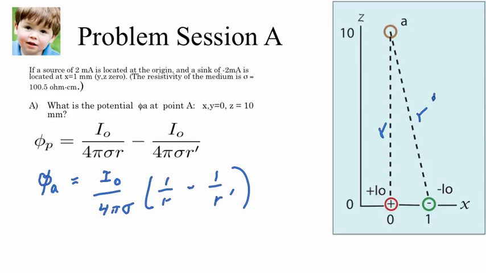Now, if you look at this problem, you would say r and r prime are just about the same, because A is a long way from the source and a long way from the sink. So surely the answer here is zero, or if not zero, inconsequential. It seems like that would be the case, but it's just not true. The difference between r and r prime may be small, but there is a difference. And because there's a difference, this term, 1 over r minus 1 over r prime, is definitely not equal to 0. I'll write that up here too, just for emphasis. That term is not equal to 0. And as a result, when you compute phi A, it will have a definite number value. I'll leave it up to you to complete the calculation.